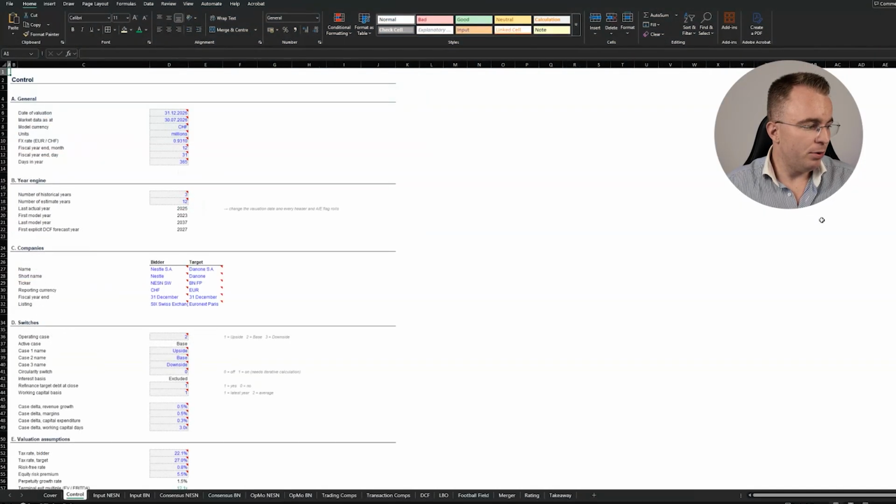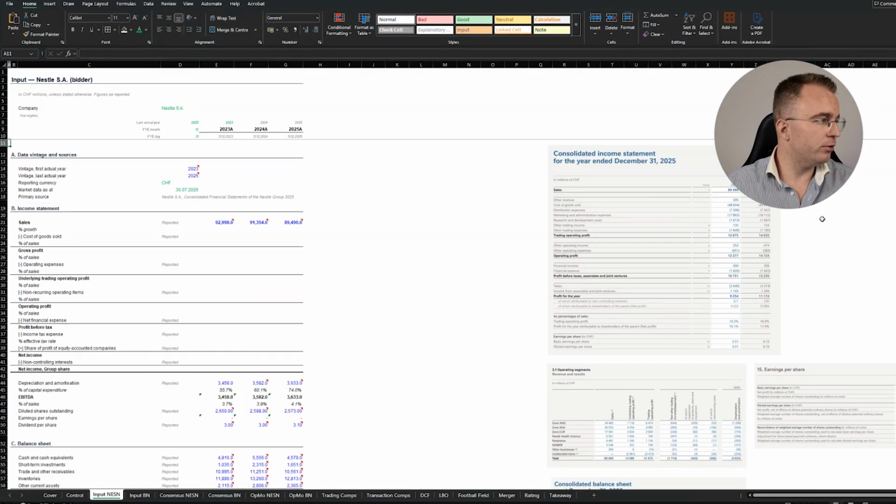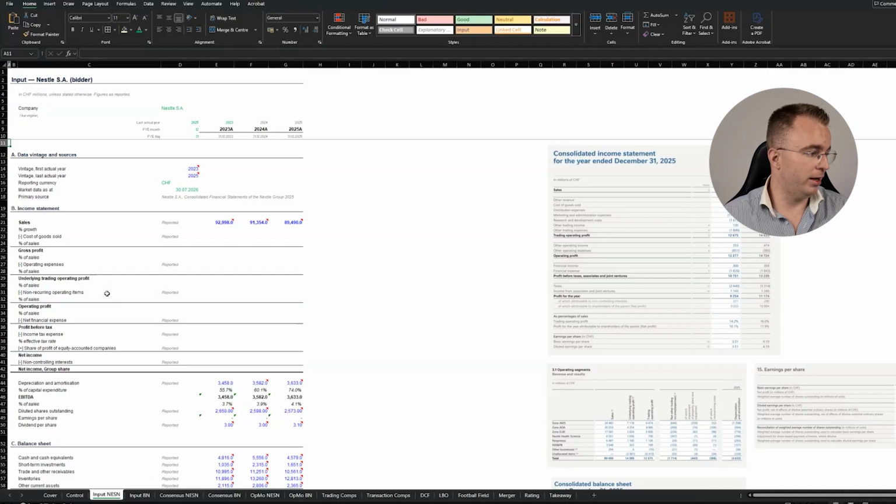So let's get the numbers in. The cover and control tab we covered in a previous video, so check that out if you haven't. But we go straight into the input tabs. What are these for? These are for getting real financials, the historicals, into the model so we can use them later, especially for the operating model, to come up with assumptions for forward-looking estimates.